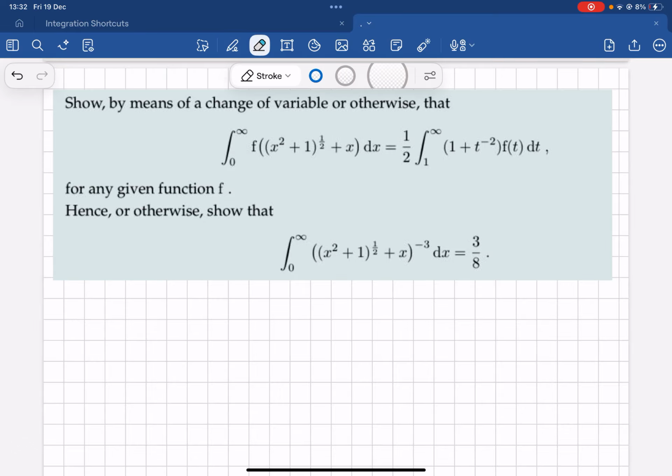Right guys, today we've got an integration question with two parts from STEP. Now this is my first ever STEP integration question, so wish me luck.